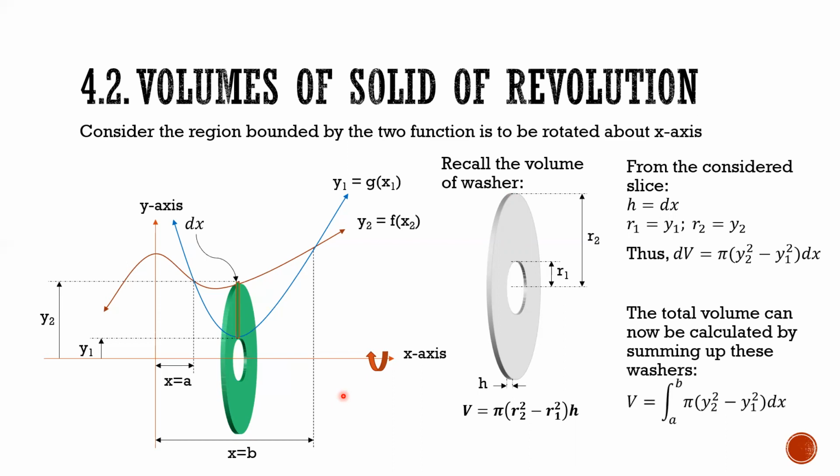So the limits will be the points of intersection of the region. And since we are integrating with respect to x, the limits should be x coordinates. So, by the way, this is called the washer method, simply because the created solid of revolution from the rectangular strip forms a washer shape.